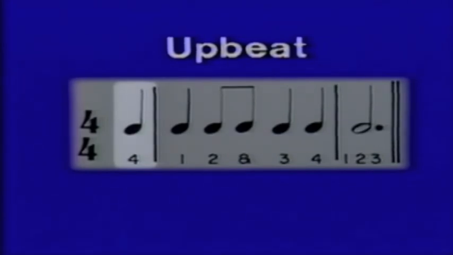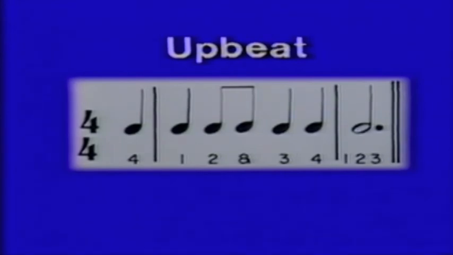Many pieces start with an incomplete added measure that occurs before the first bar line. This is an upbeat or an anacrusis measure. The incomplete measure is completed in the last measure of the piece. 1, 2, 3, 4, 1, 2, and 3, 4, 1, 3.